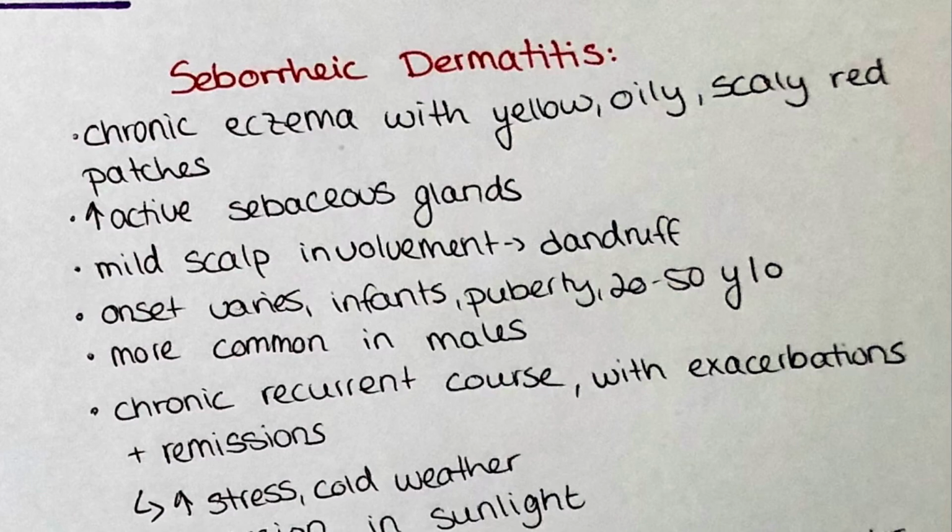The causative agents are not exactly understood, but one of the predisposing factors is an increase in the activity of the sebaceous glands in infants when they experience a sudden increase in androgens from the adrenal glands. Another factor is a higher concentration of bacteria and yeast fungi on the skin, as well as immunodeficiency disorders. As said before, it usually presents with a chronic recurrent course with exacerbations and remissions. Remissions are usually caused by sunlight, while worsening of the symptoms is usually induced by stress and cold weather.